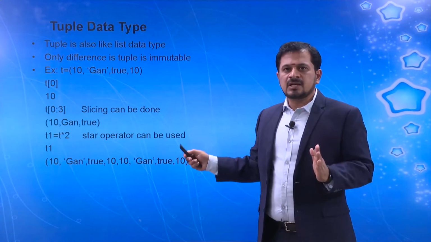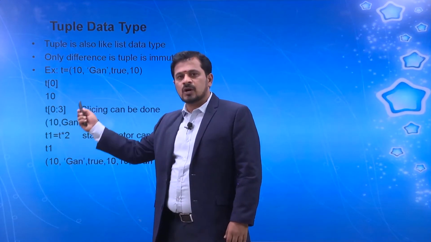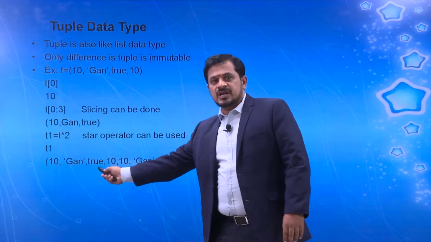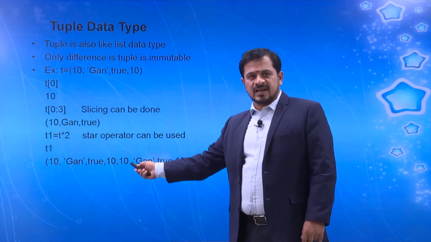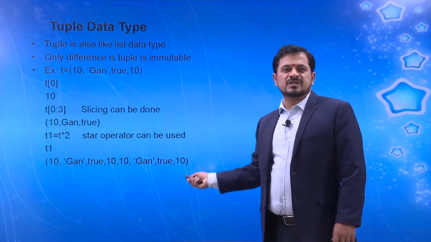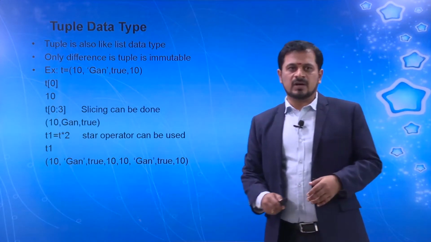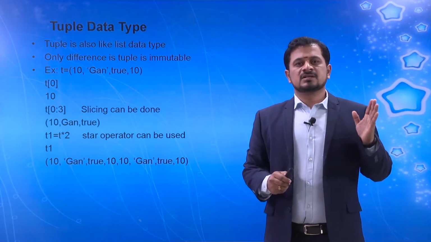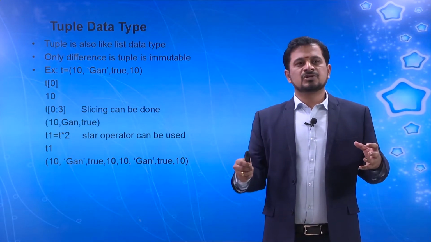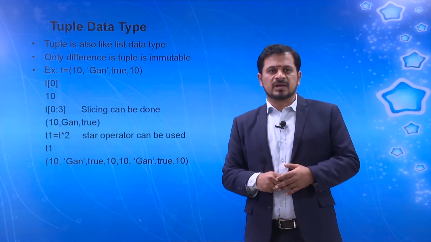Whether it has really been converted or not, I want to check it. Now if you print T1, then automatically it is going to print 10, GAN, true, 10, again 10, GAN, true, 10. So 2 times it has been created. Now this is the new tuple data type for T1. So the tuple data type is similar to a list. You can have multiple data types in your single array, and you are also allowed to use slicing as well as the star operator in your program.